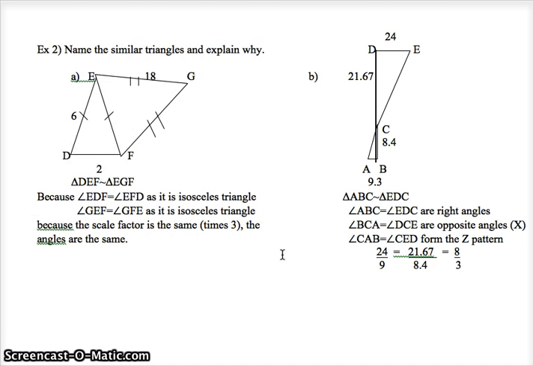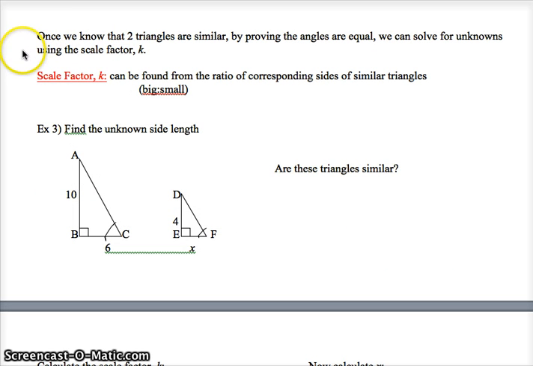All right, so next we're going to look at another example. Once we know that the two triangles are similar by proving that the angles are equal, we can solve for our unknowns or our scale factor, which is k. Our scale factor k can be found from the ratio of our corresponding sides from our similar triangles. And we're always going to use big to small. All right, so example 3, find the unknown side length. So you're given these two triangles. The first thing you have to look at is, are these similar triangles?